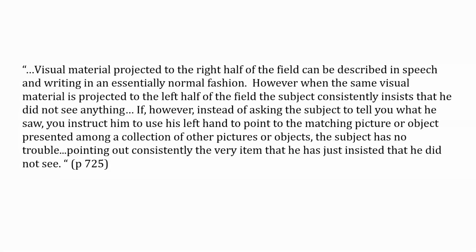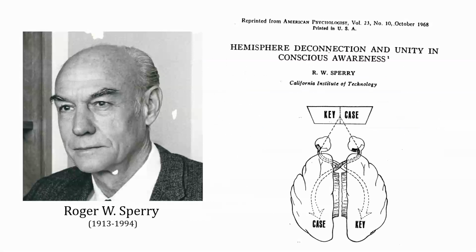And this is a summary from the paper basically saying visual material projected on the right half of the field can be described in speech and written essentially in a normal fashion. However, when the same material is projected on the left half of the field, so going over to the right brain, the subject consistently insists that he didn't see anything. But the most bizarre part of it all, if asked to tell you what he saw, he can use his left hand to point to the matching picture or object. So a really interesting set of studies there done by Roger Sperry.